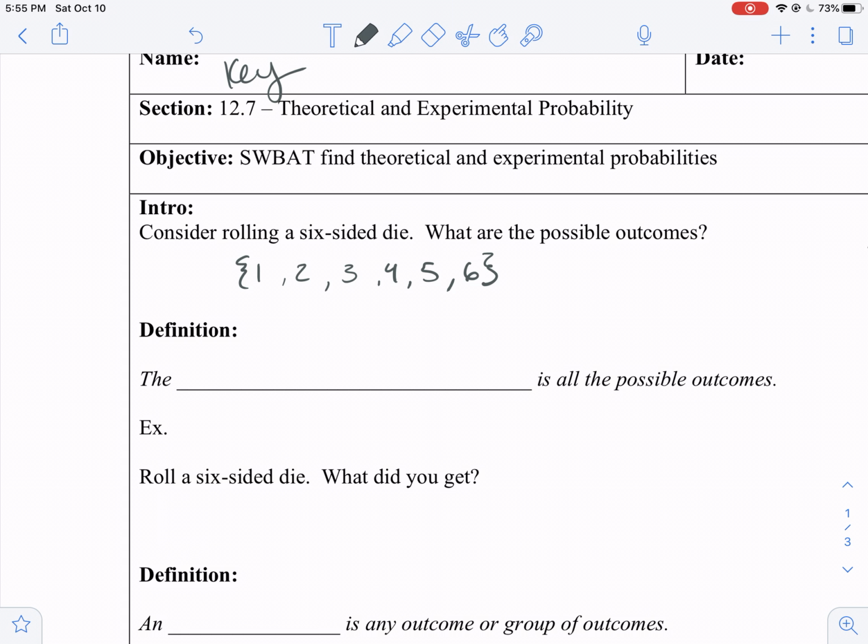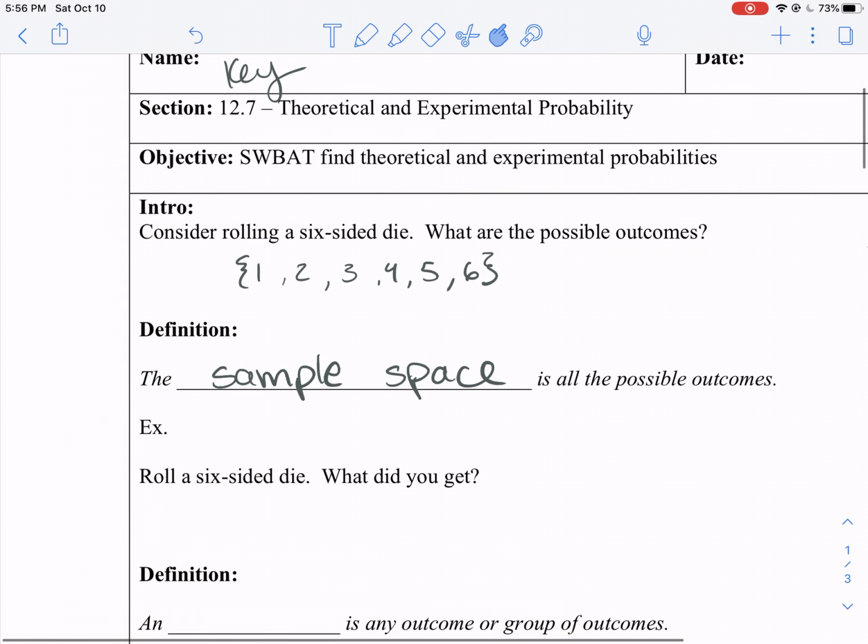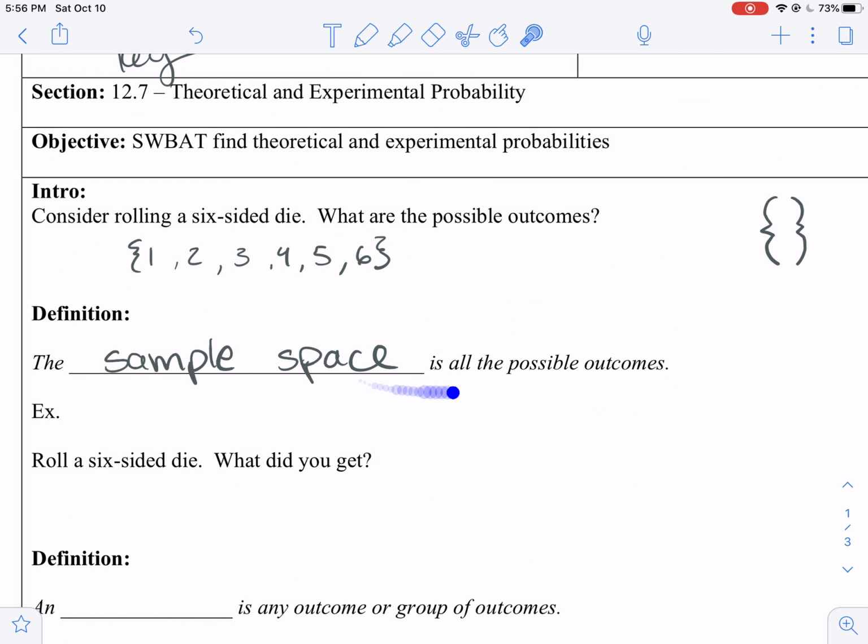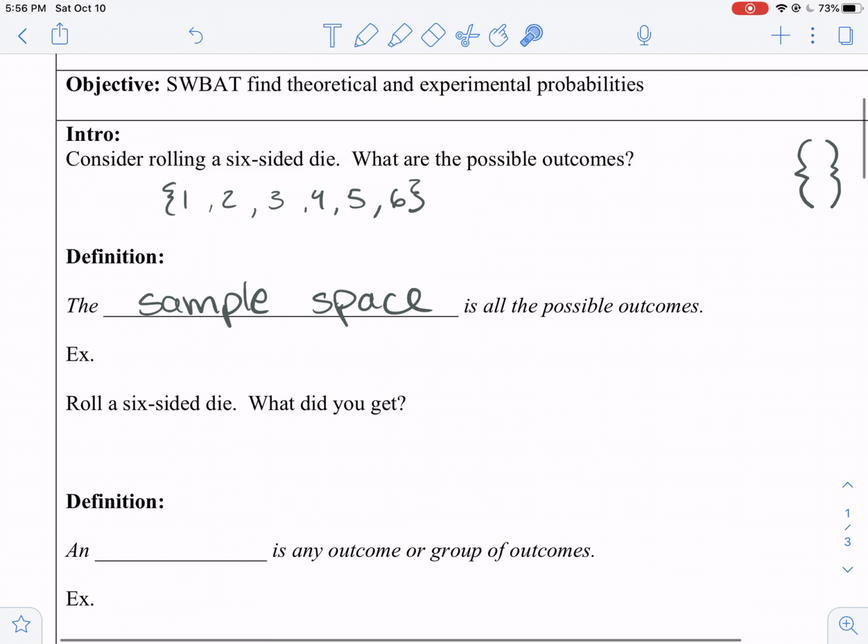Okay, so we take all of our possible outcomes, we put them between curly braces and commas, and now we have what's called a sample space. It's a space where you put all your sample outcomes. It's a list of all the possible outcomes you can have. So if you flip a coin, the sample space of a coin flip is heads or tails.